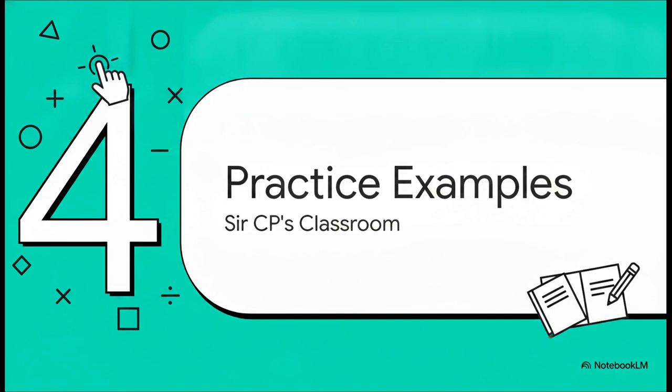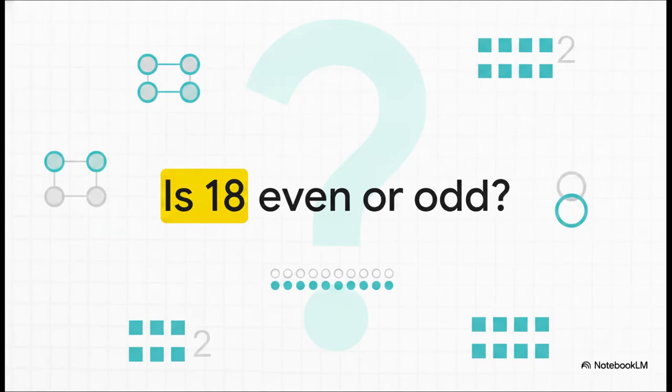Okay, it's time to actually test these direct instruction rules. Let's run through some rapid-fire classroom examples straight from Sir CP's lesson to make sure you can confidently identify these properties in the wild. Applying our very first rule, how do we classify the number 18?